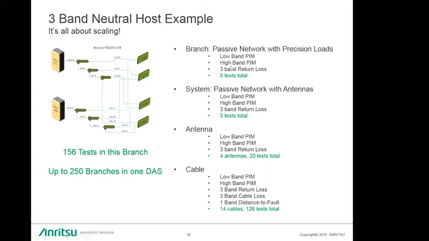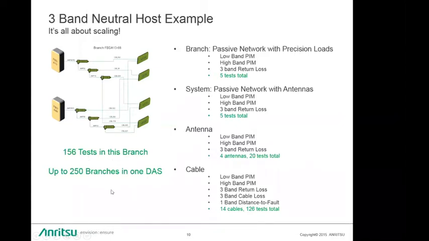Probably 2 PIM tests, 3 band return loss, and that's 5 tests. Then we put the antennas back on, and we'll do the same thing again with different limits, because after all, the antennas are there. In the case of the PIM, different power levels. We'll test the antennas, quite possibly be required to test the antennas by themselves. But here there's 4 antennas, so there's 20 tests there. Then the cables, there's 14 cables, and we probably need 2 PIM tests, 3 return losses, 3 cable loss, at least 1 distance to fault. That's 126 tests. You add those up, and there's something like 156 tests in this branch.